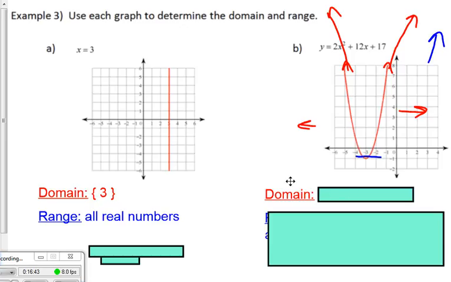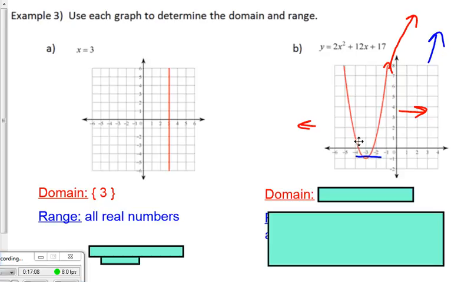Domain, again, is all values of x that would possibly be used in our graph or in our equation. Now, if we look at our equation again, that 2x squared plus 12x plus 17, I can put any value for x in that I want. No matter what I put in here, I can solve it and I would get a y value.